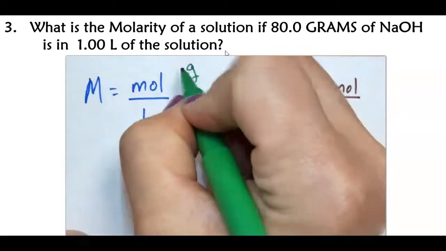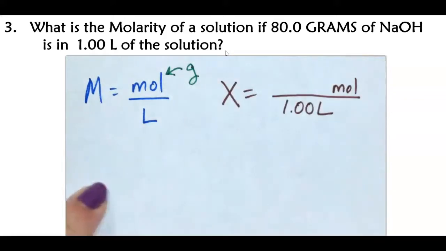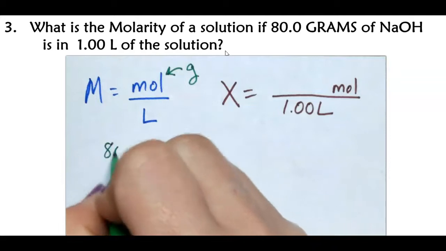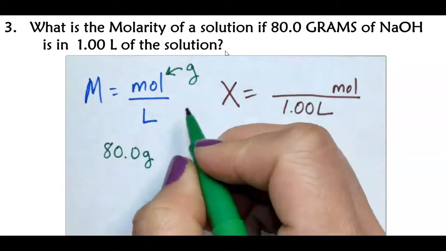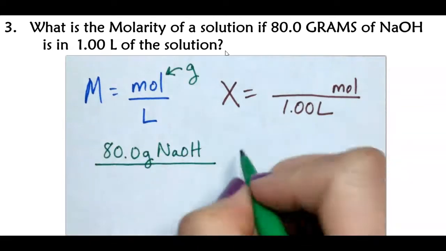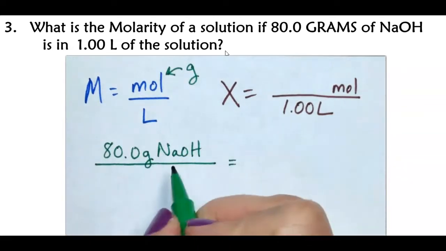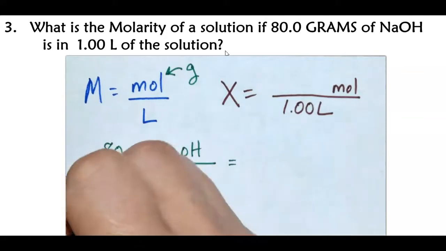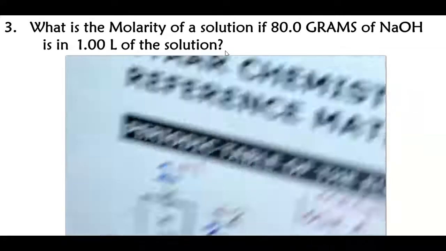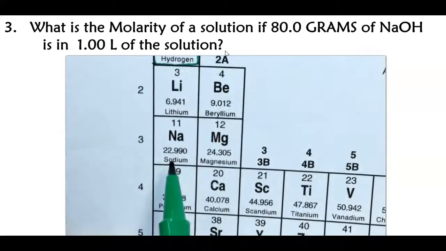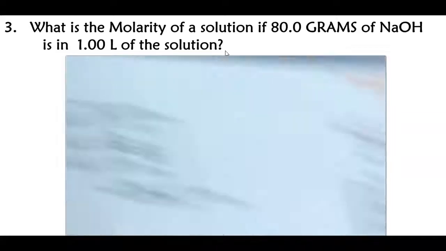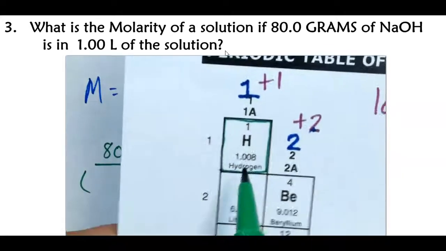So with grams, we're going to change grams to moles. And you can just take the amount of grams, 80.0 grams of NaOH, and you can divide it by its molar mass in order to get the moles. So to get the molar mass, we're going to have to add up each of these from the periodic table. And so sodium is 22.99, oxygen 15.999, and hydrogen 1.008.